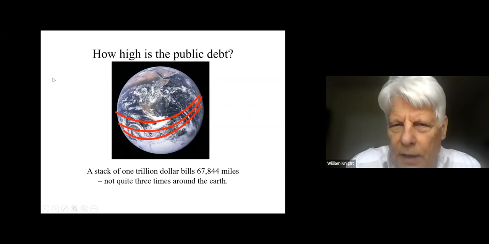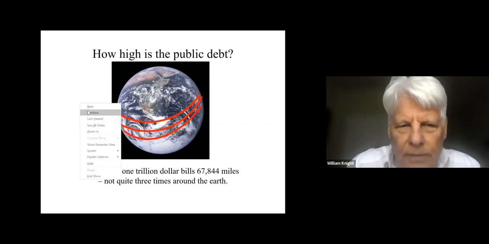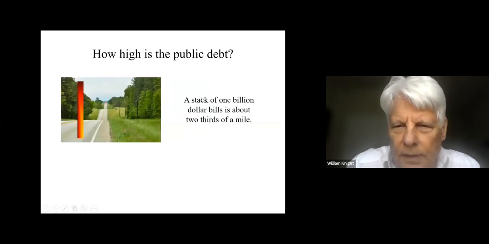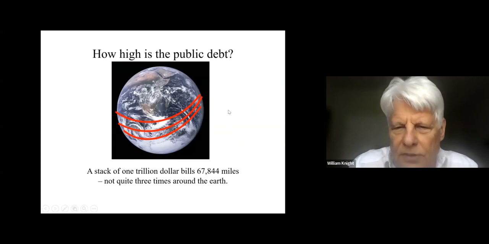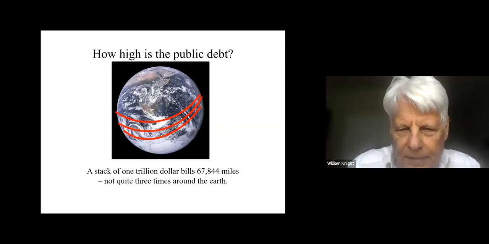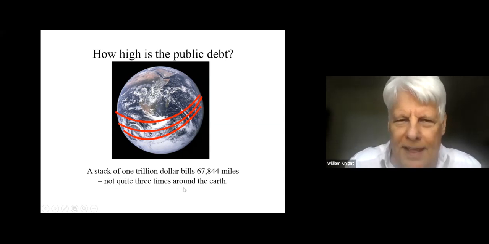A stack of $1 trillion. A trillion is 1,000 billion. A stack of $1 billion is going to be about 2/3 of a mile high. So $1 trillion then is going to be about 67,000 miles high. That's not quite 3 times around the earth.